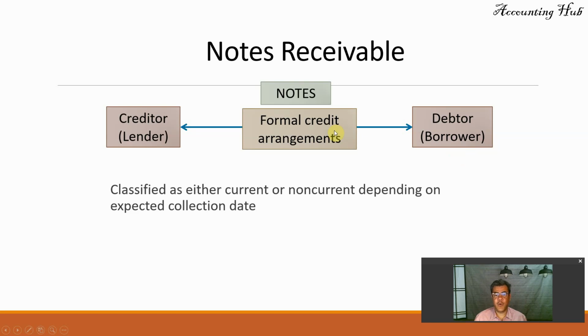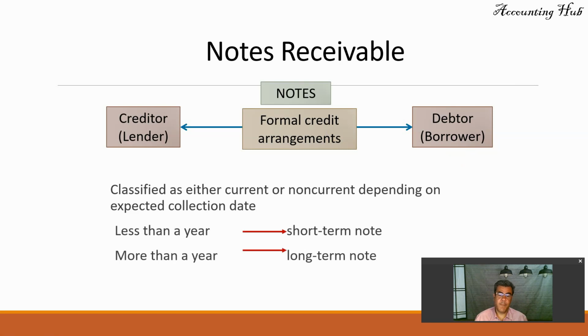And we have the formal credit arrangements. And we can classify it as either current or non-current. Less than a year, short-term notes; more than a year, long-term notes. So less than a year, current asset; more than a year, long-term or non-current asset.